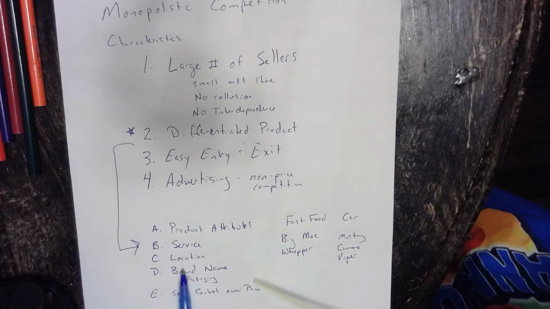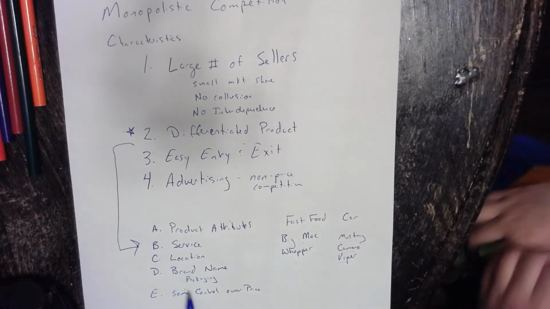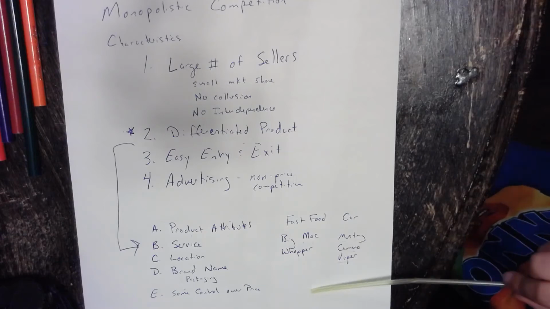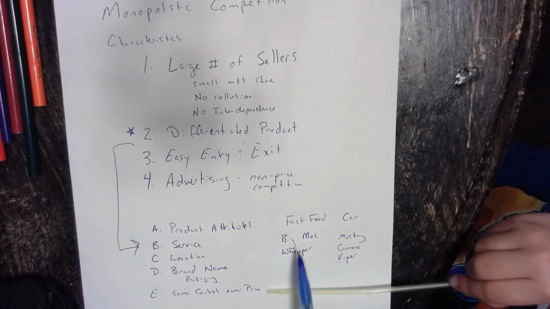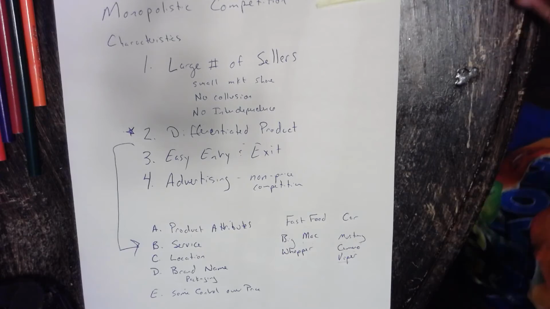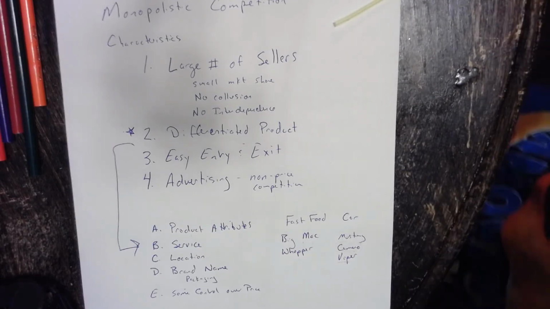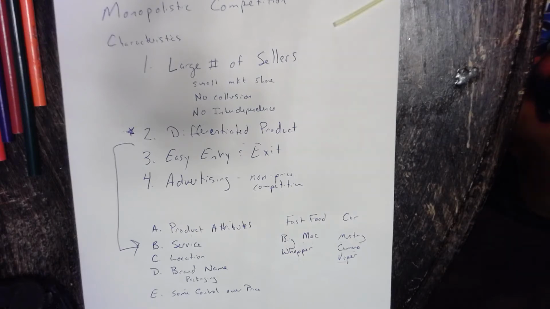Location. Sometimes that's simply which one's closer to you. The brand name. All those brand names. And they do have control over the price. McDonald's does the 2 for $2 Big Macs or 2 for $4 Big Macs, and stuff like that. So that's what makes it a monopolistic competition situation.